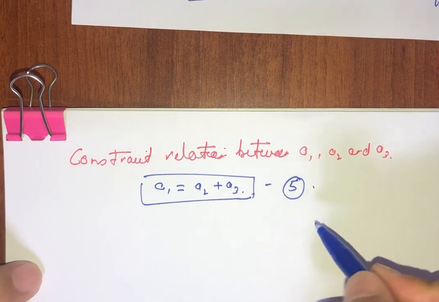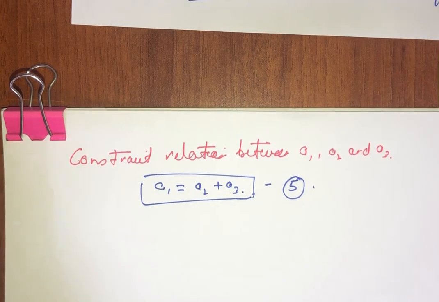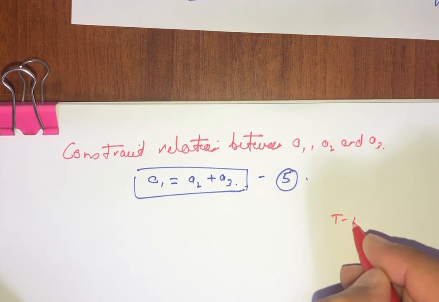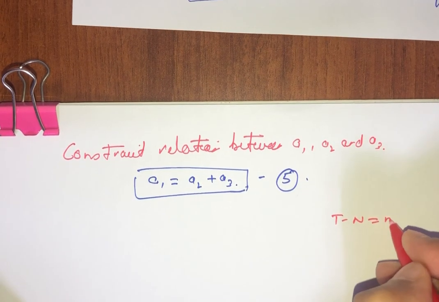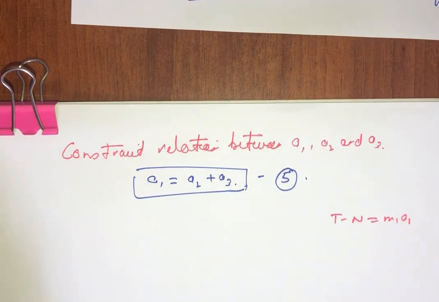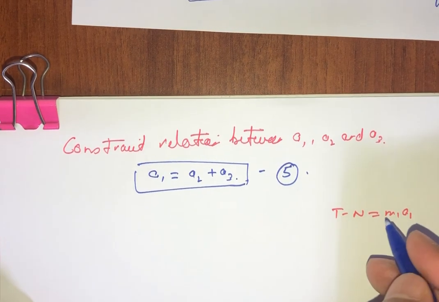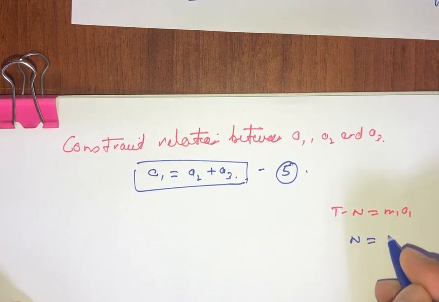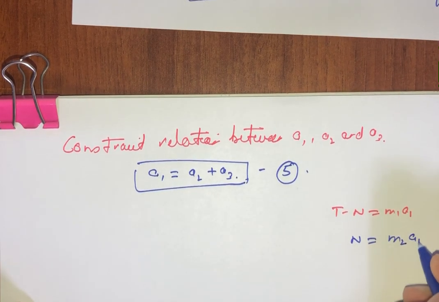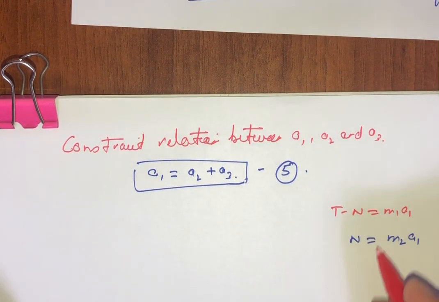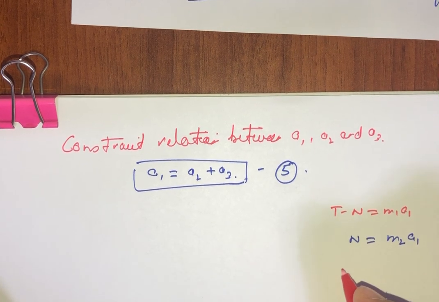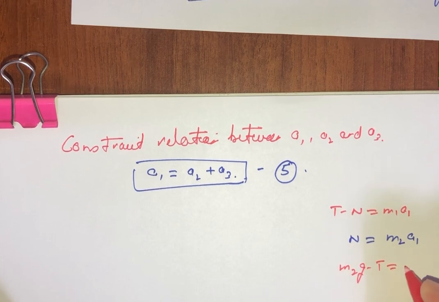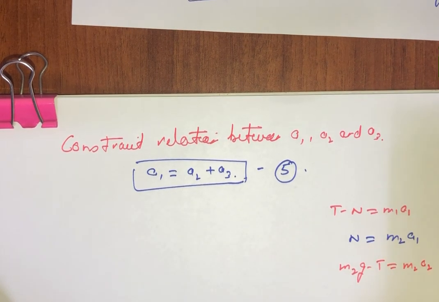So first of all, let me write all these 5 equations here. First equation was given as T minus N is equal to m1 a1. Second equation is given as N is equal to m2 a1. Third equation is m2 g minus T is equal to m2 a2.